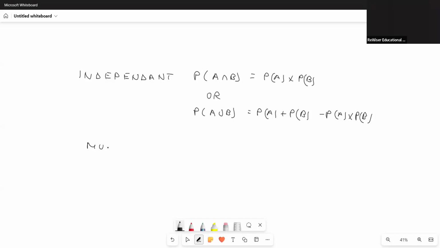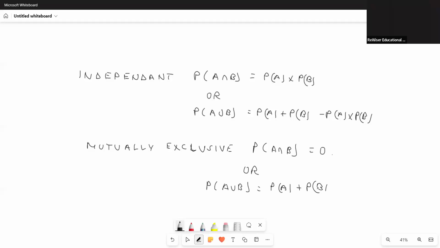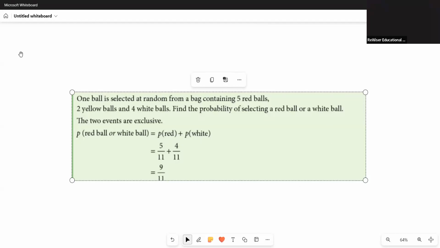Now, if we are saying that the events are mutually exclusive, then we can say that A intersection B is a disjoint set. That means P of A intersection B is equal to 0. Or we can also say that P of A union B must be equal to PA plus PB. So these are the rules for the events to be independent or mutually exclusive. We'll practice a few sums based on this. The type of sums asked is this type.